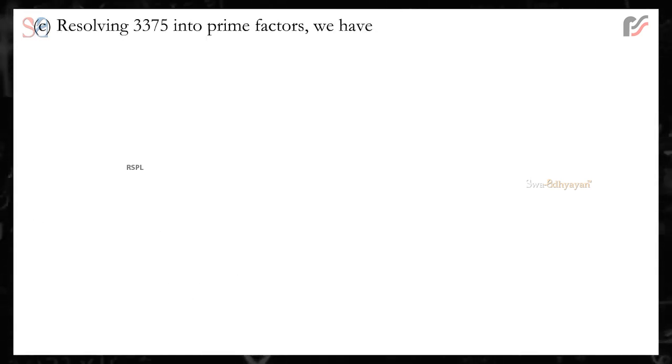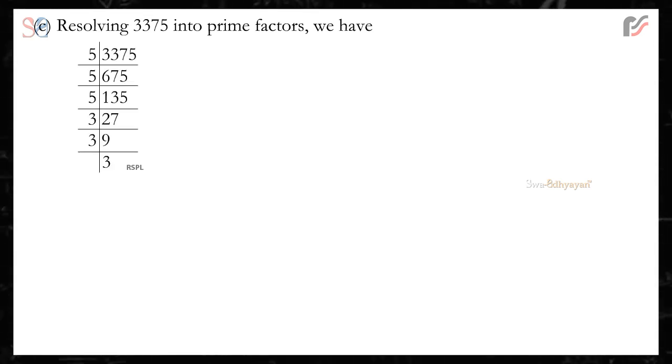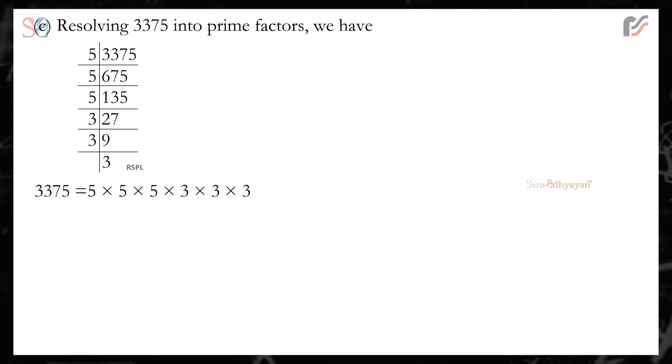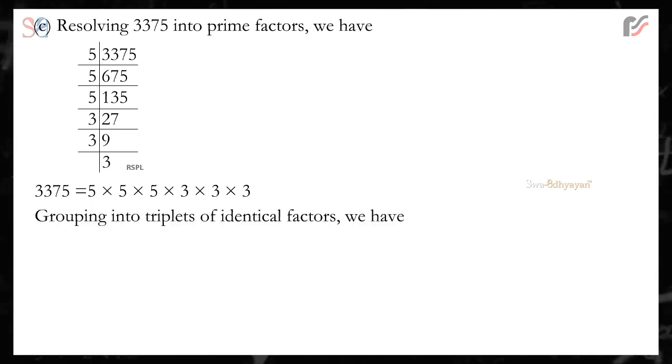C. Resolving 3375 into prime factors, we have, on dividing 3375 by 5, we get 675. On dividing 675 by 5, we get 135. On dividing 135 by 5, we get 27. On dividing 27 by 3, we get 9. On dividing 9 by 3, we get 3. 3375 is equal to 5 into 5 into 5 into 3 into 3 into 3.